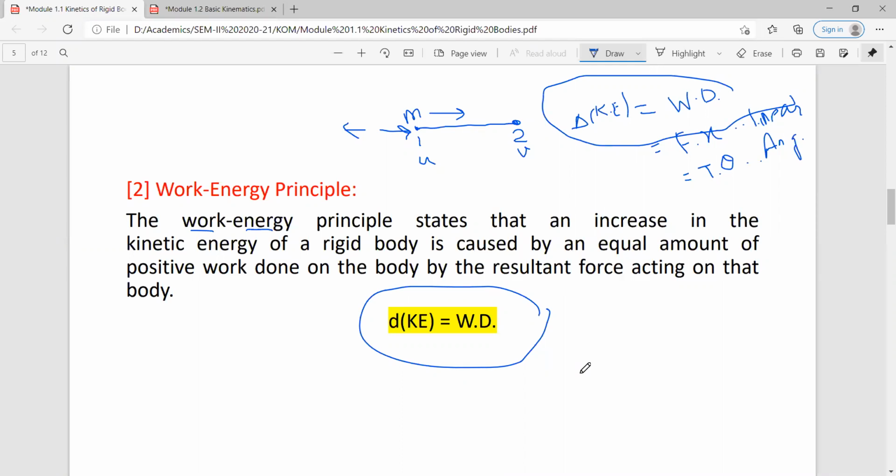Understood it? Yes, sir. So the work energy principle is comparatively easier than D'Alembert's principle. In the next lecture we will be solving one or two numericals on the basis of the work energy principle. These problems which we are going to solve are often repeated in university examinations, so it will be wise to attend the next lecture also.